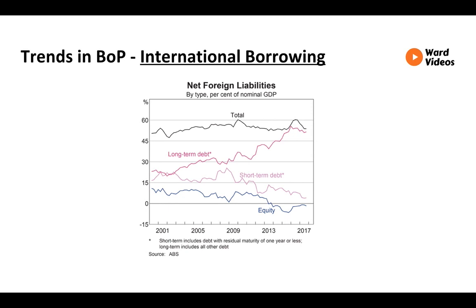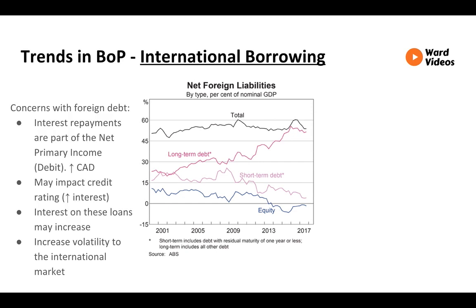Net foreign debt. This has increased significantly since post-GFC. The concern about this type of borrowing is that the interest on these repayments is part of the net primary income debit, thus increasing the CAD. The increasing debt may impact our credit rating and increase the interest rates. Interest on these loans may increase and increase Australia's vulnerability to the international market. We are now more susceptible to shocks.